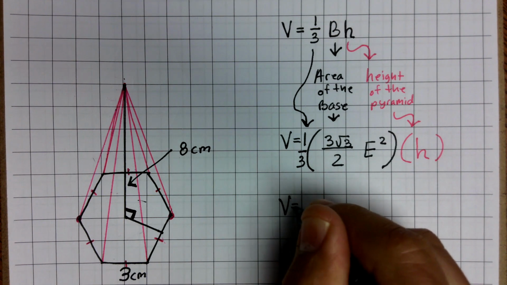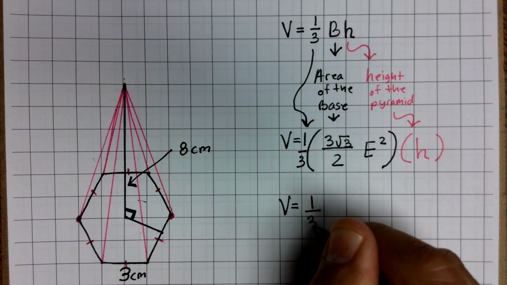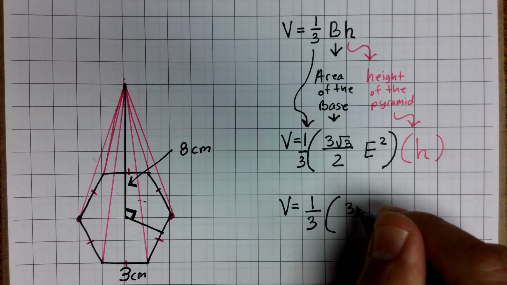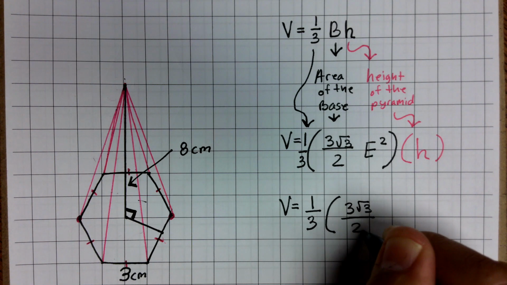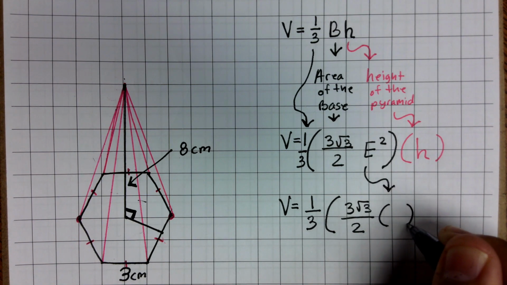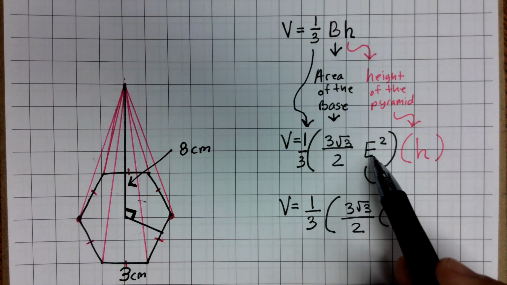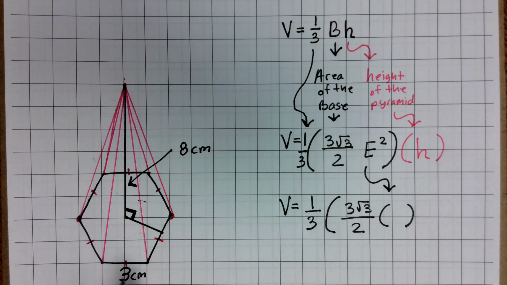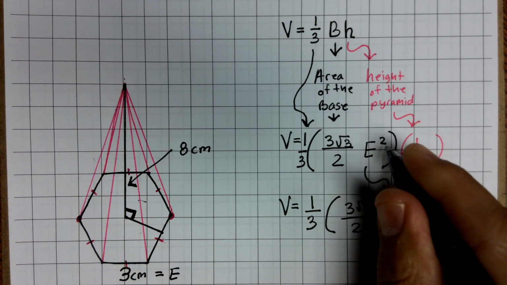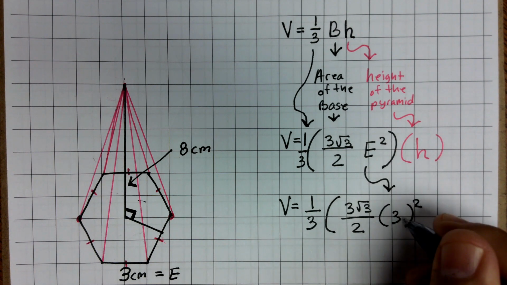So I'm going to rewrite this, and we're going to start substituting some numbers. So I have the volume is equal to 1/3 times 3 square root of 3 over 2. But in place of E, I'm going to put the value for E. And just in case you forgot, E is simply the base's edge. So I'm going to put right here, this 3 centimeters is the E in our formula. So I'm going to put a 3 in place of the E. And then, since the E is being squared, I have to square that value.